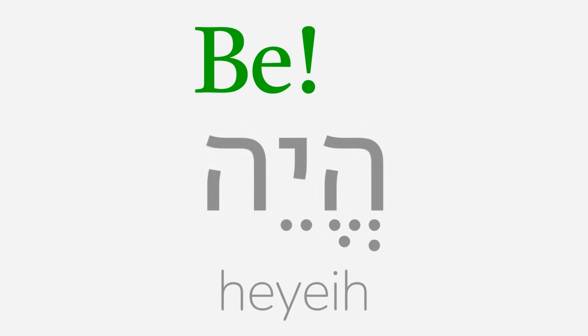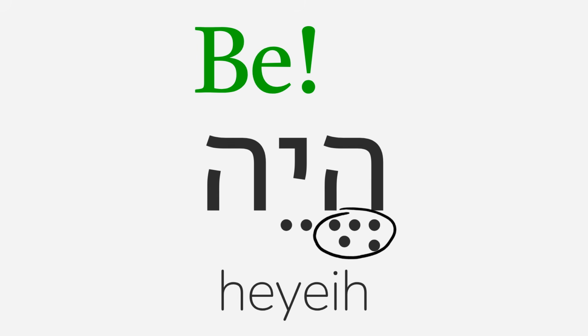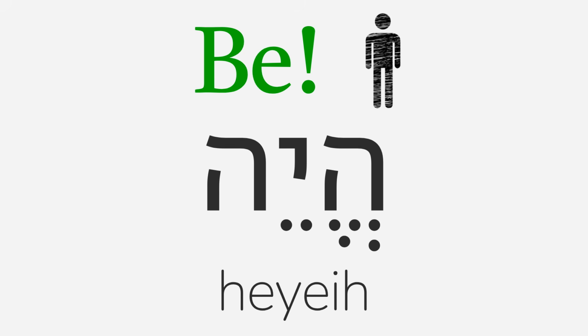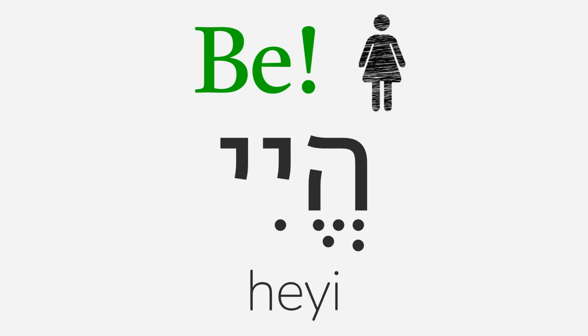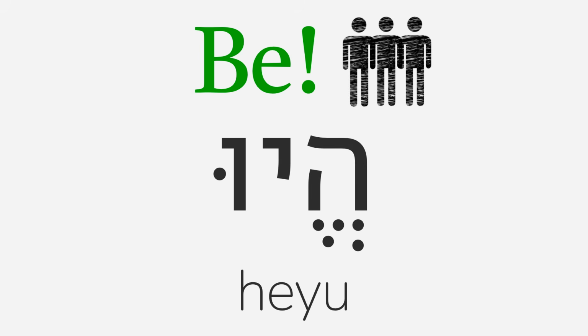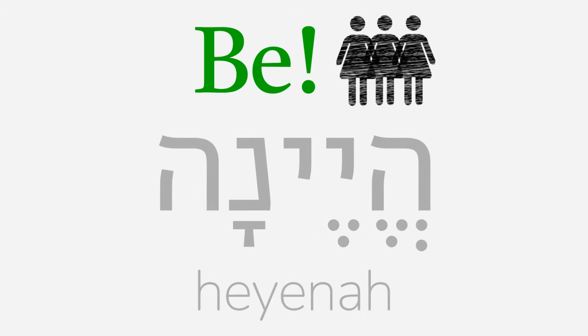Before we end today, let's quickly go over the imperative of lihiot, which is slightly irregular, since it will have the first vowel as a segul shva. The command be for a man, masculine singular, is heye. For a woman, feminine singular, is heyi. For a masculine plural group is heyu. And for a feminine plural group is heyena. And that's all for today.